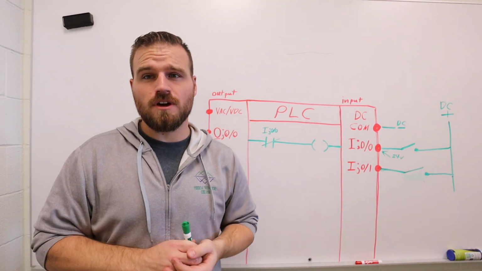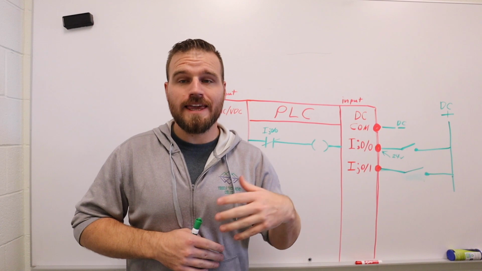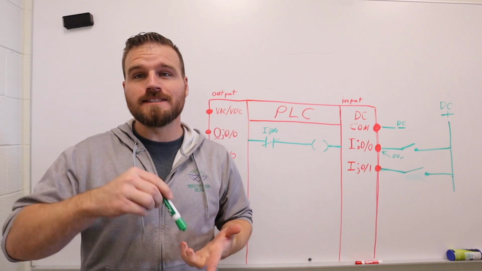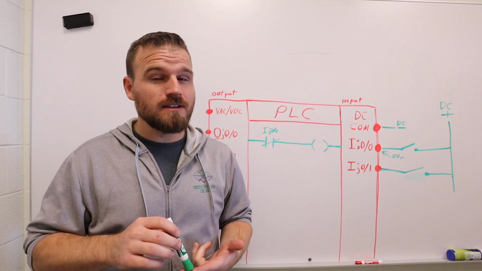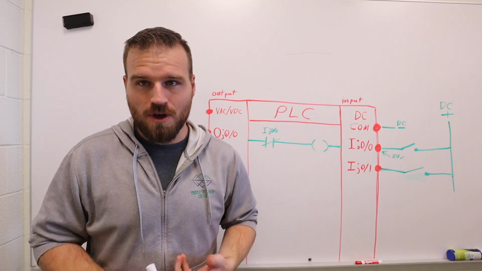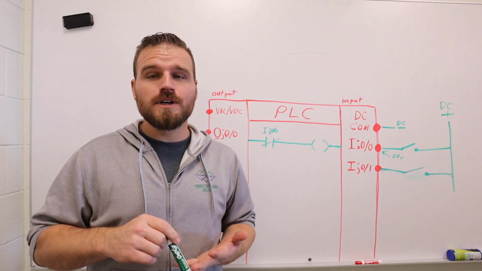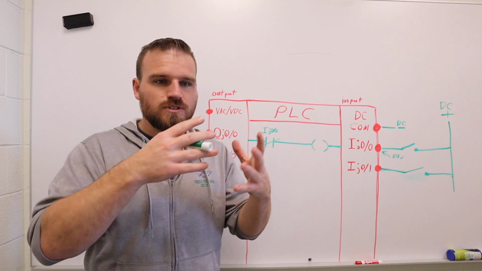All right, so now we're going to talk about outputs. Now, outputs are kind of cool. Just like inputs, they can be wired exactly the same. Now, remember when I first started talking about addressing? Remember that inputs start with an I while outputs start with an O, okay? Now, outputs are going to be anything that sends a signal out or sends voltage out.